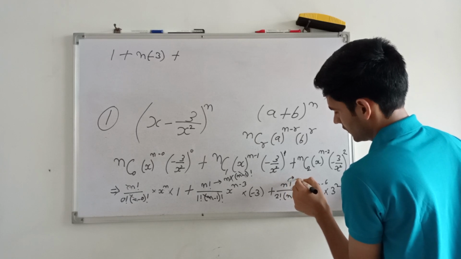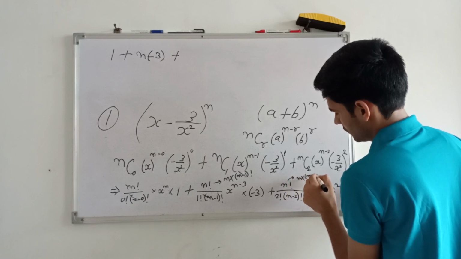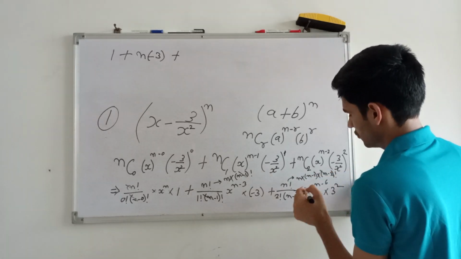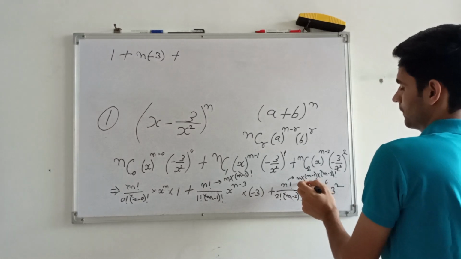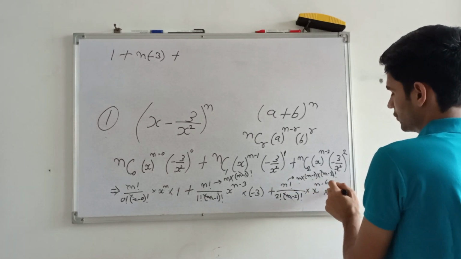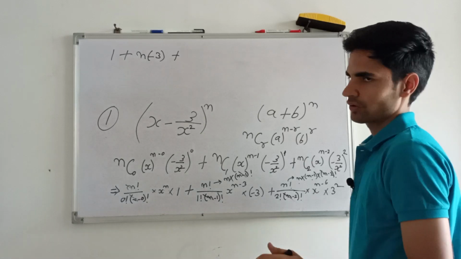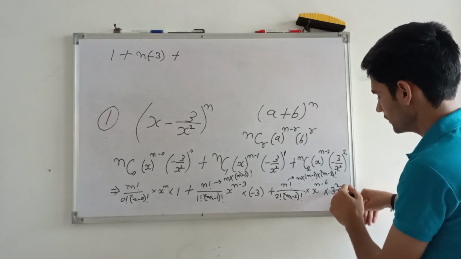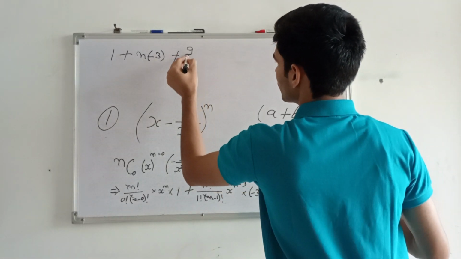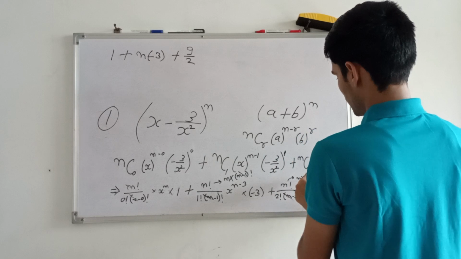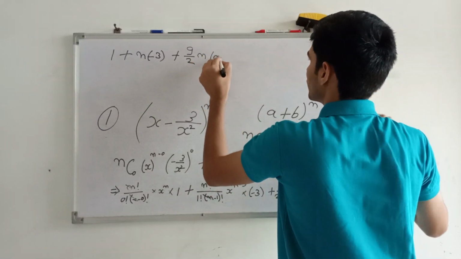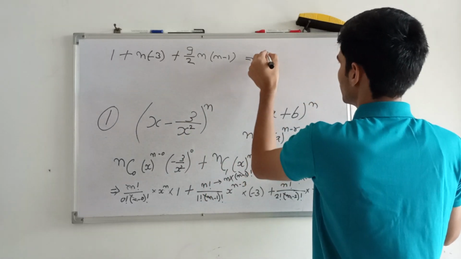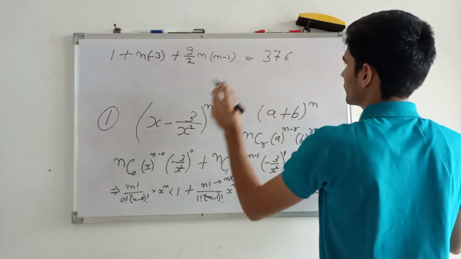n factorial can be written as n into n minus 1 into n minus 2 factorial. So n minus 2 factorial will cancel out. What will be left? n into n minus 1 into 3 square upon 2 factorial. 2 factorial is 2 into 1, that will be 2. So we will get 9 by 2 into n into n minus 1. And what is it? The sum of coefficients of the first three terms is 376.